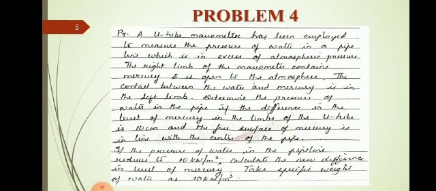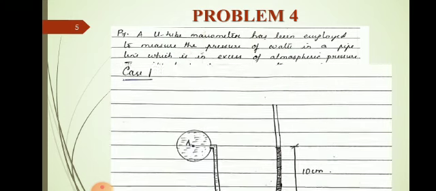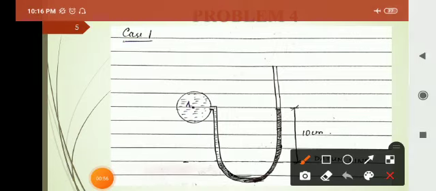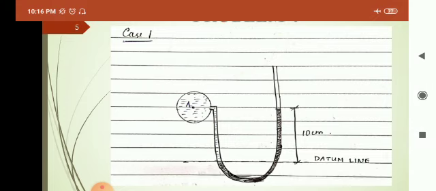The contact between water and mercury is in the left limb. So where is the contact between the water and mercury? How does water come here? Water comes here from the pipeline. So here you can see the contact between the water and mercury. When this U-tube manometer is connected to the pipeline, water from the pipeline enters into the manometer and it pushes the mercury, and finally the mercury reaches this position.